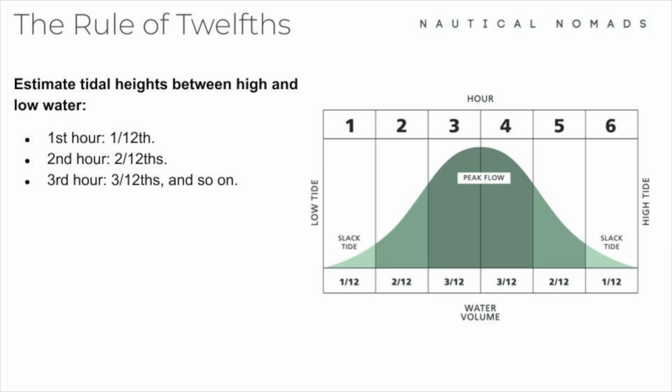For example, imagine the range between high and low water is 6 meters. If it's the second hour after low water, the tide will have risen 2/12, or 1 meter. Add this to the low water height to calculate the current depth. This method is great for quick estimates, but becomes less accurate in areas with irregular tidal patterns.